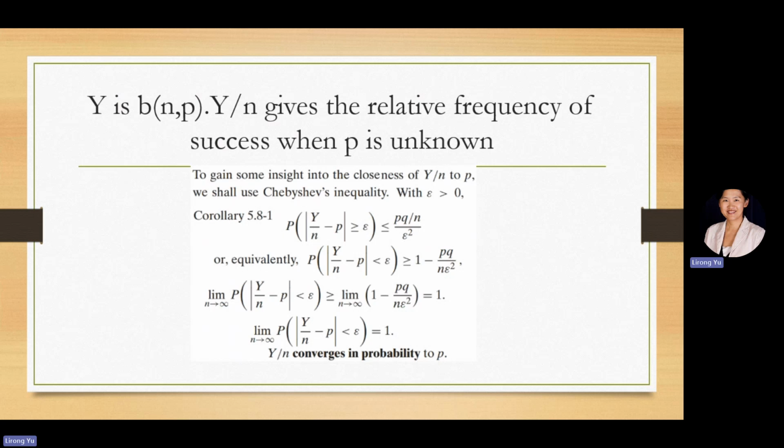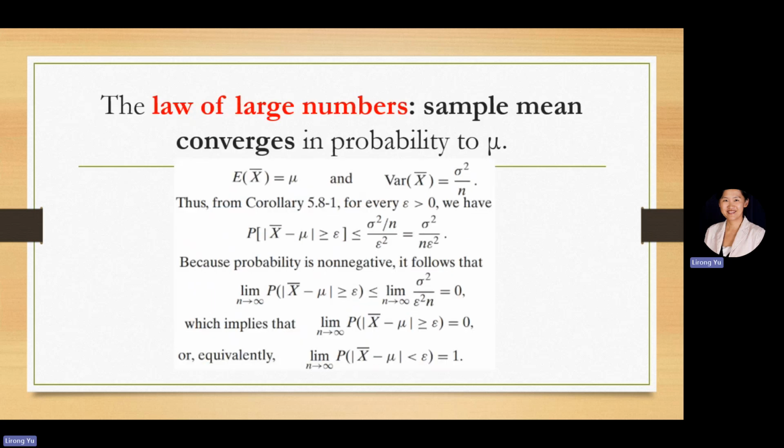Any question? So this is assuming that we don't know the underlying proportion, and we're using Y over n as a way to estimate its value. So that brings out the notion of convergence in probability, which compares to all the convergence in calculus that we had.